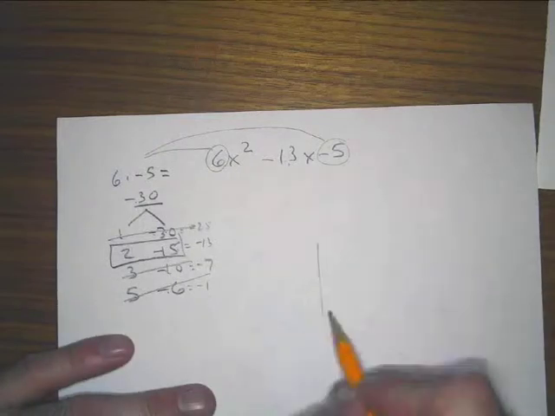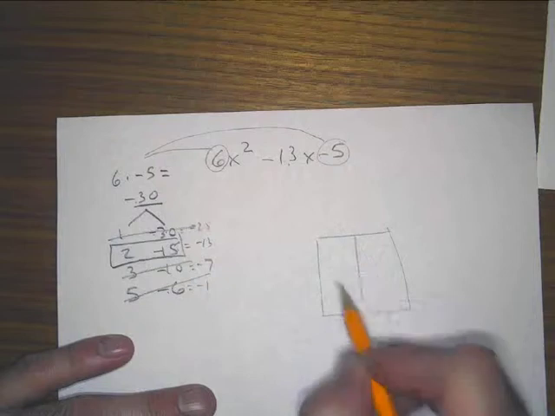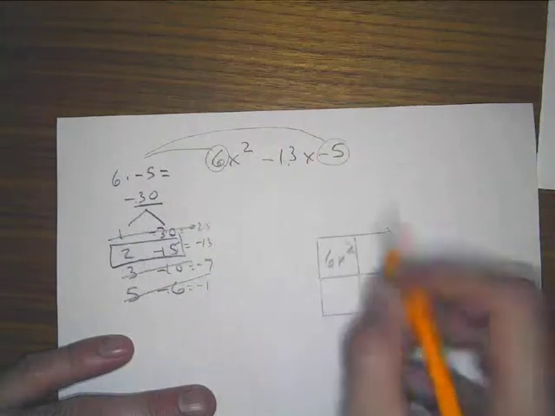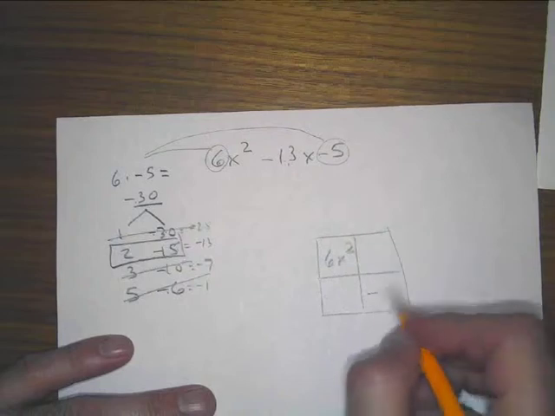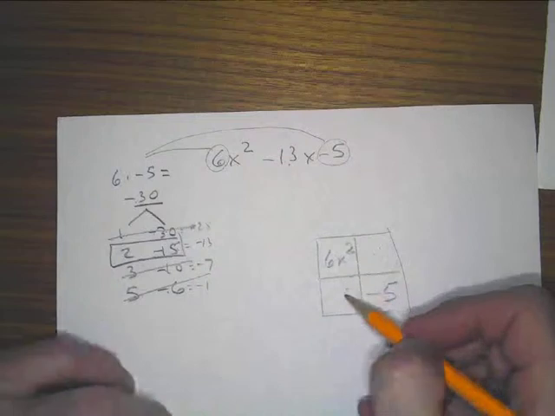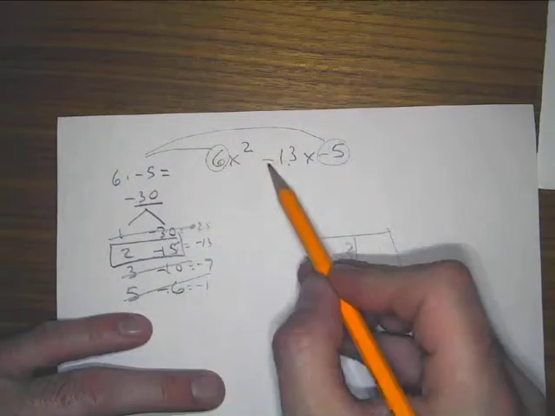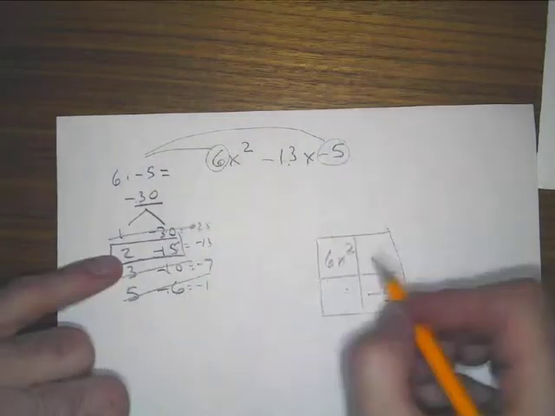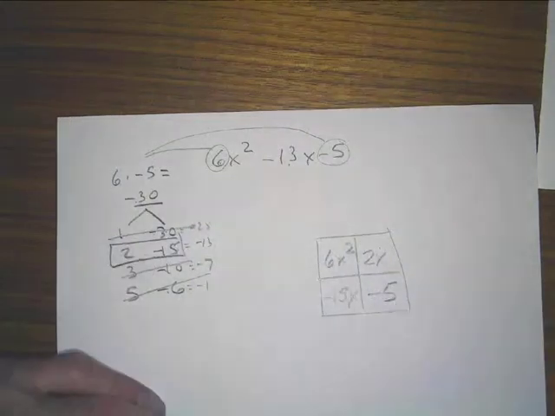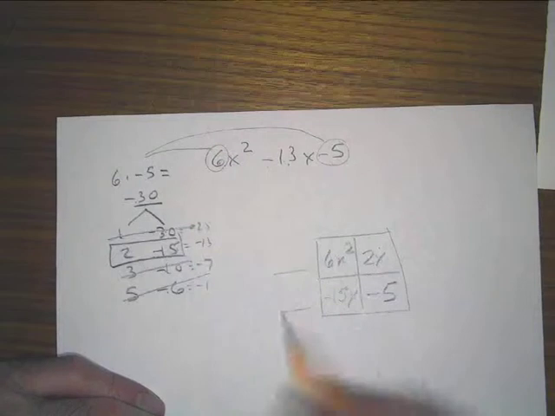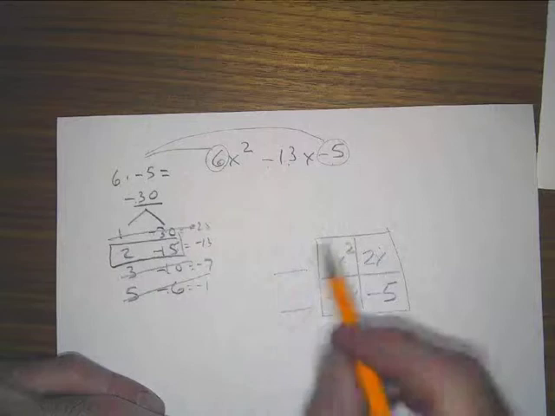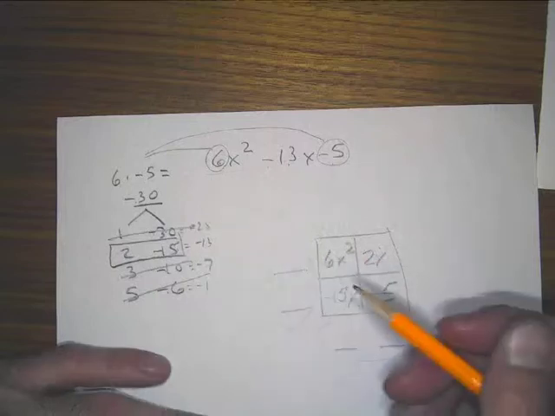The next step, create a box. In the upper left hand corner, put the lead term, 6x squared. In the lower right, put the last term, the constant. Then in these two boxes, we need to put the two factors that are going to add together to -13x. So we're going to have a 2x and a -15x. Now you have the box set up, you factor across, you factor down, and then you have the two binomials that will multiply to this quadratic trinomial.